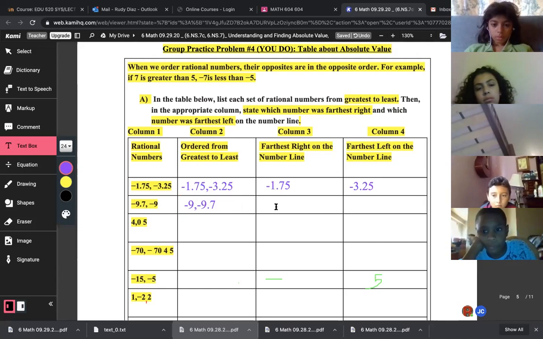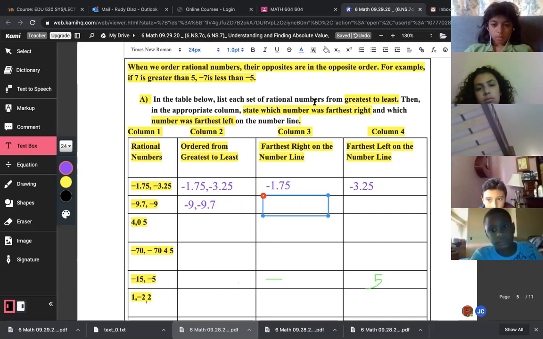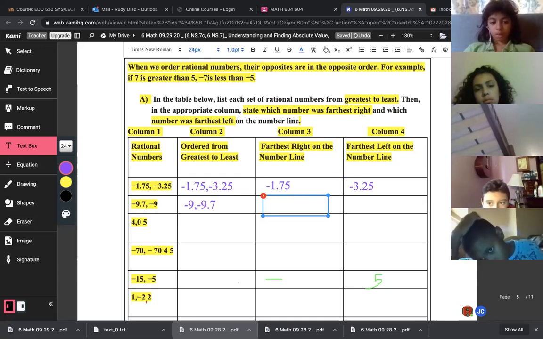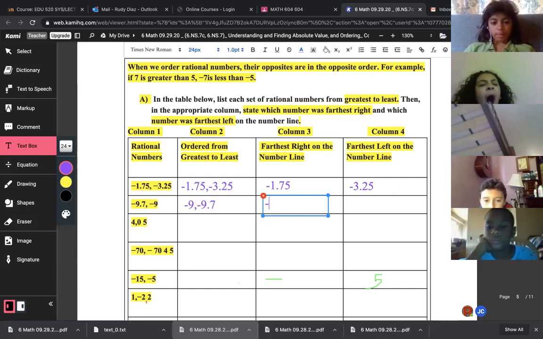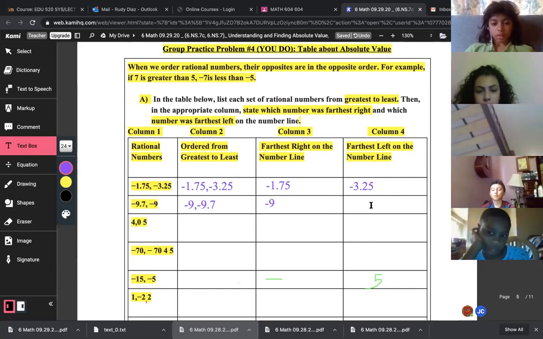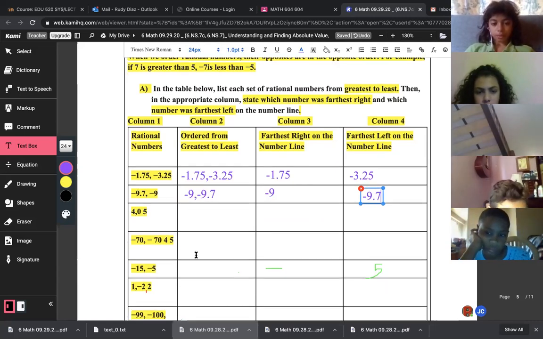Okay. And farthest to the right is going to be what? Farthest right on the number line would be what? Negative 9, closest to 0. It's real hard to hear. Negative 9. Negative 9 is correct. Farthest to the left is going to be what? I'm assuming you're going to say negative 9.7. Good. The next one is Ian. We're going to skip.